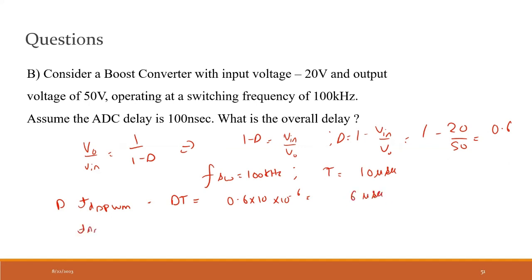My delay due to my ADC is 100 nanoseconds. That I can write to be 0.1 microsecond. So my total delay is 6 plus 0.1, which is 6.1 microsecond. Okay.